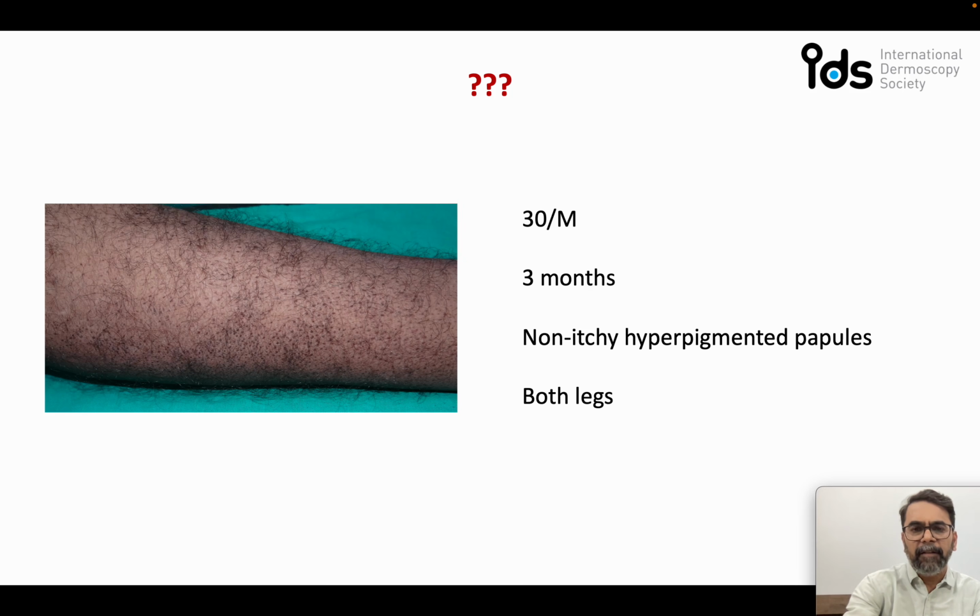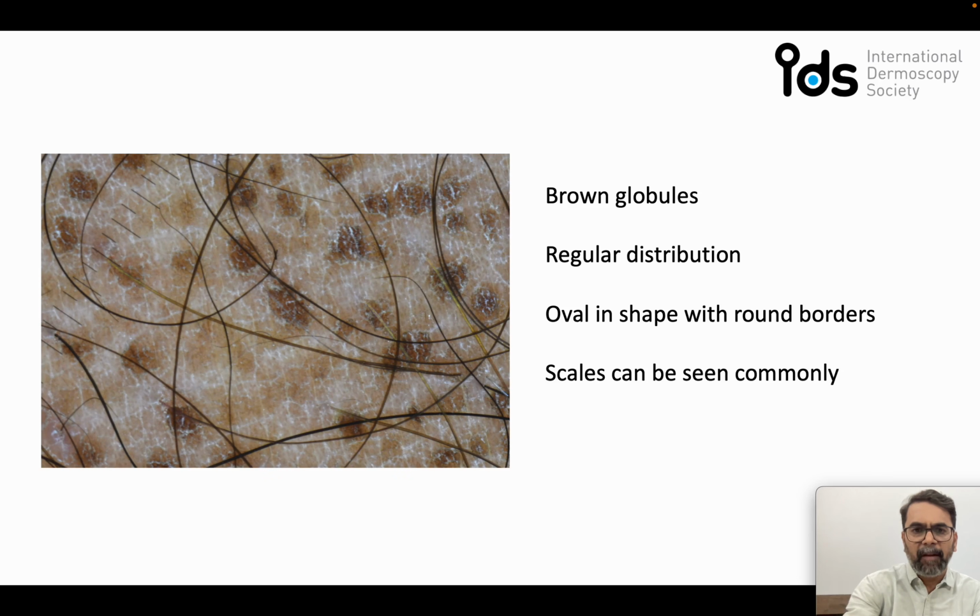Third case: this man presented with non-itchy hyperpigmented papules on both legs for 3 months. Dermoscopy revealed brown globules in irregular distribution, oval in shape with round borders, and scales are commonly seen on the entire pigmented globules as well as at the periphery. So this was a case of terra firma-forme dermatosis.